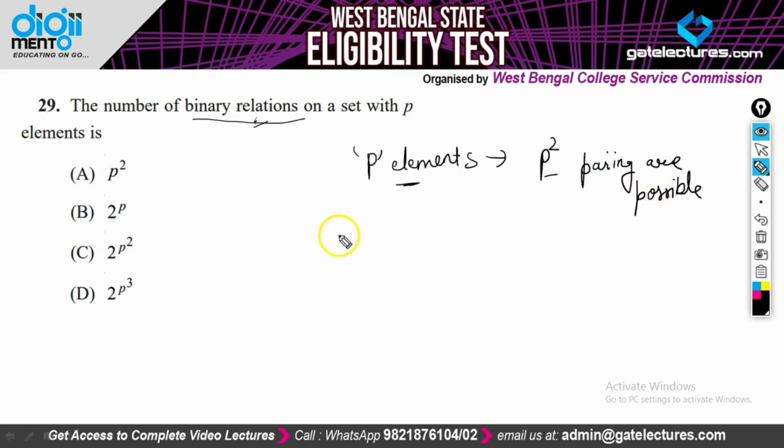Now a relation can be a subset of these p power 2 pairings, right? A relation can be a subset of these pairings. So what will be that? 2 power p power 2. Okay, so C option.